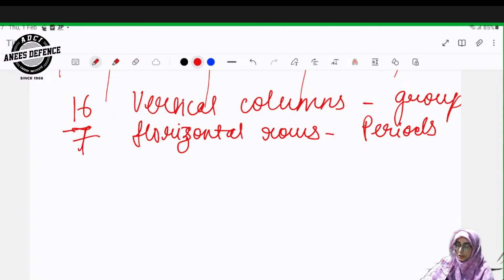So this is the modern periodic table, the long form of the modern periodic table. This is group first, group second, third to 12, 13, 14, 15, 16, 17, and 18, and 7 periods. And this is 18 vertical.